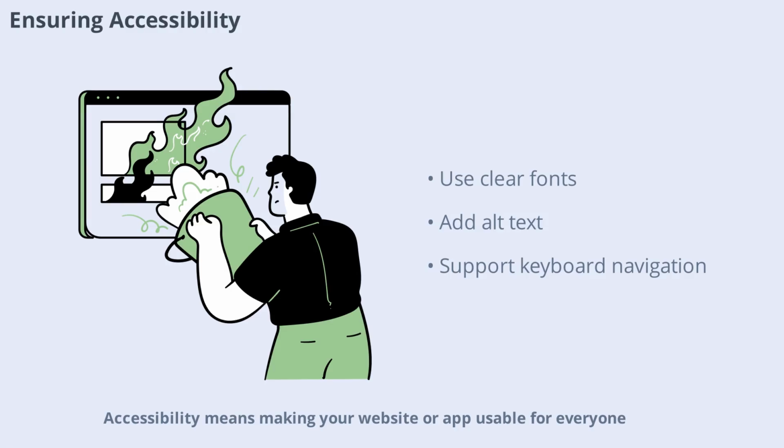Accessibility means making your website or app usable for everyone, including people with disabilities. Use clear fonts, high-contrast colors, and alt text for images. Make sure your site can be navigated with a keyboard and works well with screen readers. Accessible design is not just good practice, it's often required by law.